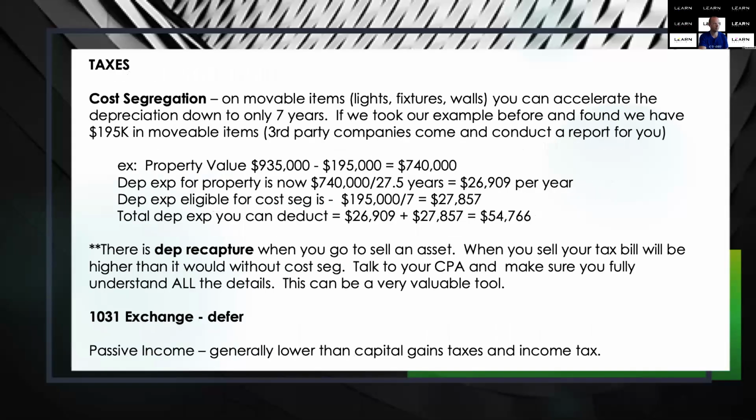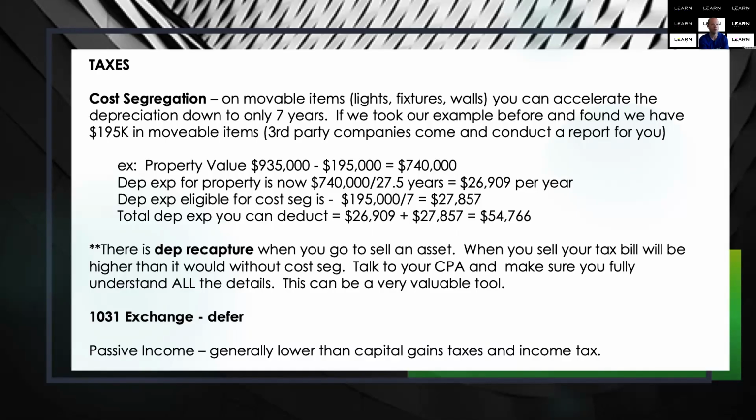All right, now another tool that a lot of people use depending on their end game, which we keep talking about, you've got to know what the end game is. So if the end game is to get rid of this in 5 to 7 years, cost segregation is fantastic. Cost segregation on movable items, lights, fixtures, walls, you can accelerate the depreciation down to only 7 years. So you take that 27.5 and slam all that depreciation allowed early.